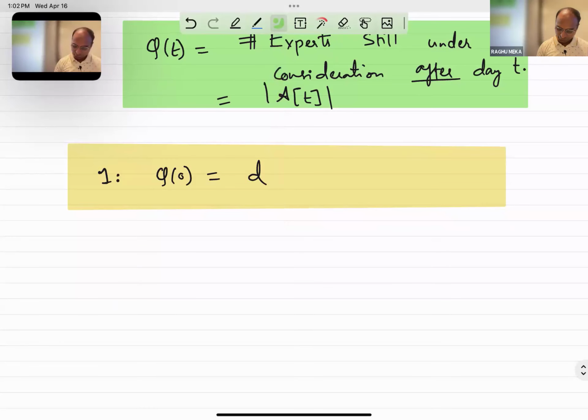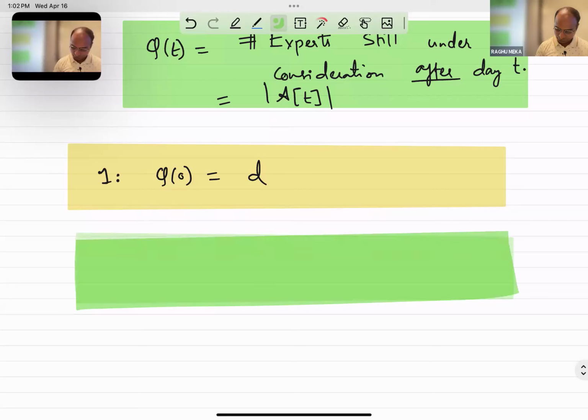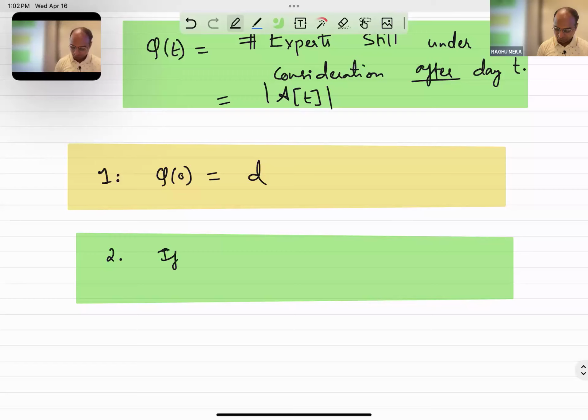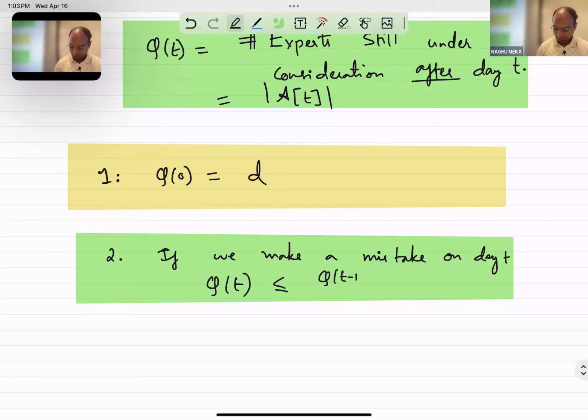Second, if we make a mistake on day t, okay, because we are going to throw away at least half of them, the number left will be at most half of the previous one. All right.